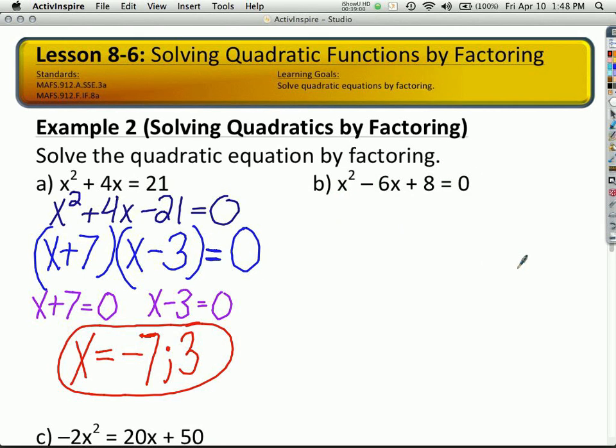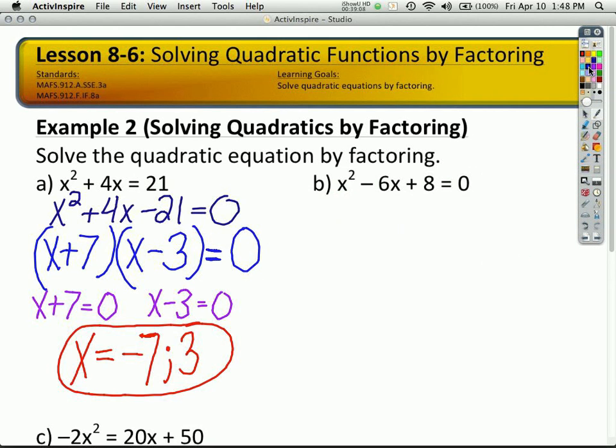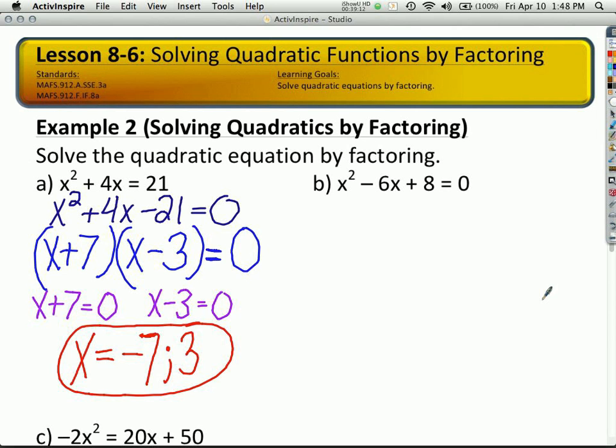Any questions about that? Okay, part B. x squared minus 6x plus 8 equals 0. Solve this by factoring. First thing, we need it in standard form. What should we do first? What should we do first, Alex?